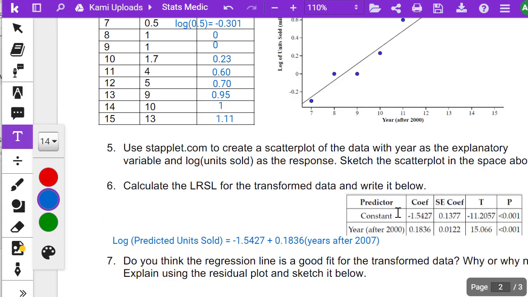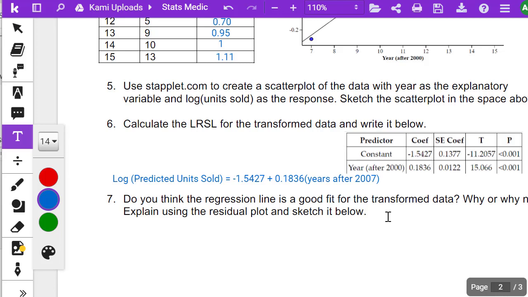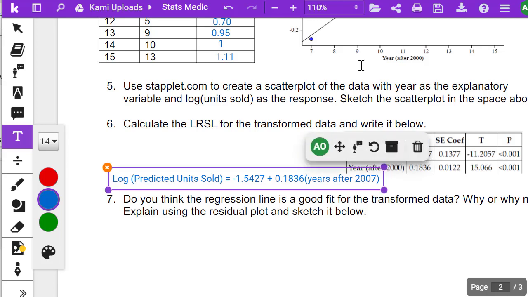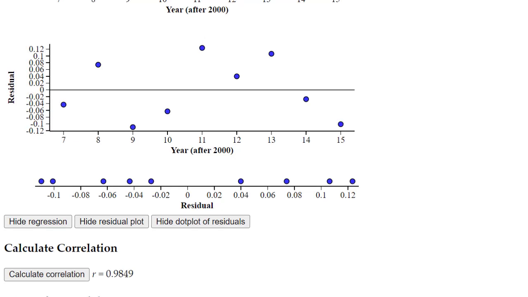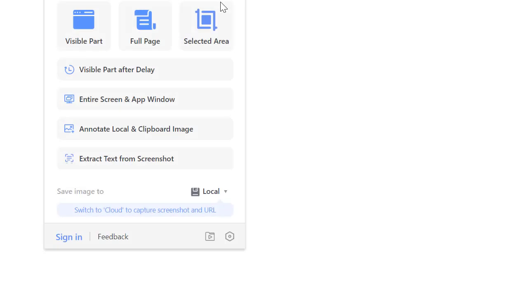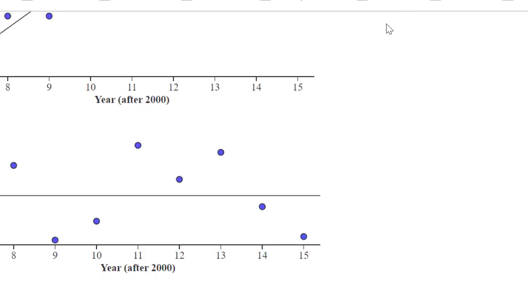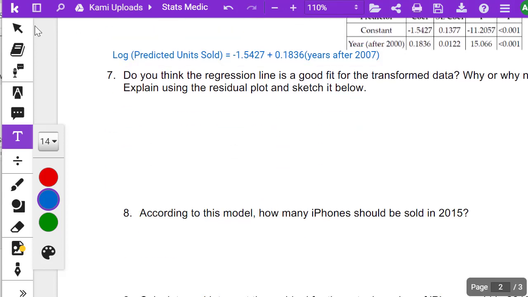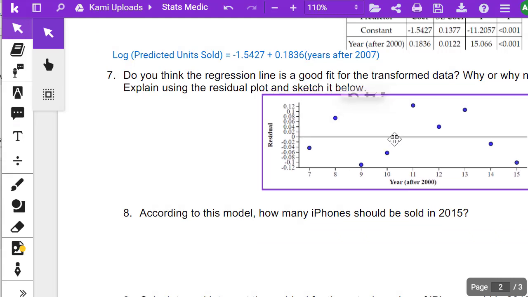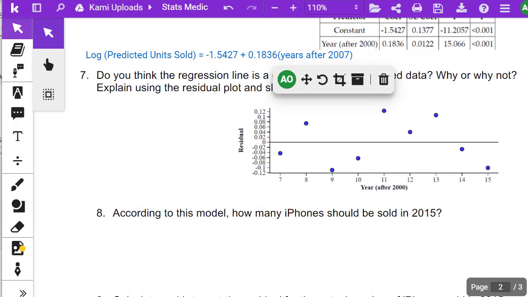Okay, do you think the regression line is a good fit for the transform data? Why or why not? So we saw in the residual plot, there's a nice scatter. So let me go ahead and capture that, which means I'm going off screen again. Okay, there we go. Come back to my notes and paste that in. There's my residual plot, which looks pretty darn good.